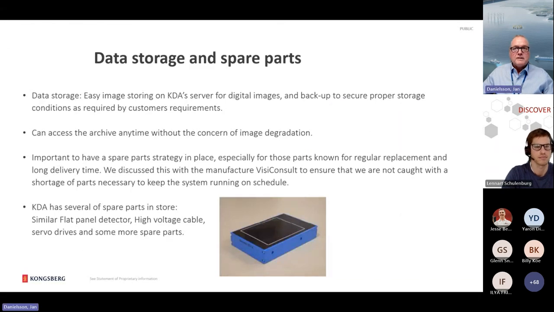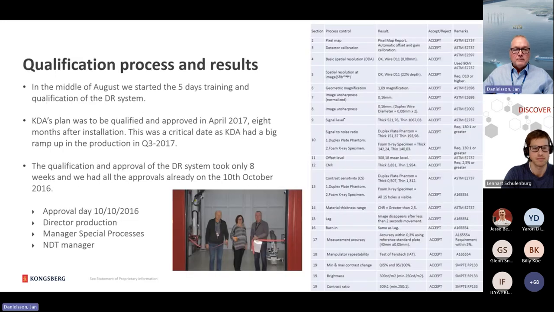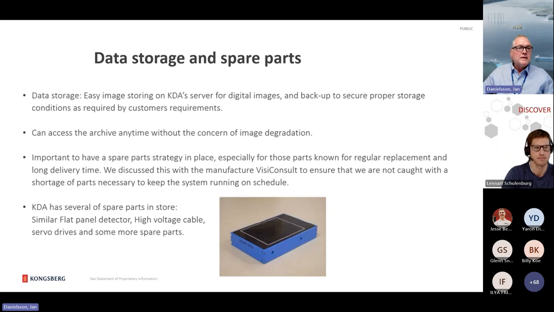There is another thing you must think about, which is data storage and the spare parts. Data storage: easy image storing on a KDA server for digital images, and backup to a secure place with proper storage conditions as required by customer requirements. They can access the archive anytime without concern of image degradation. Each image is transferred directly to the X-ray server and will be sorted and archived in a catalog structure. Our images shall be stored in a lossless file format such as DICONDE for a period as defined by KDA and customer requirements.